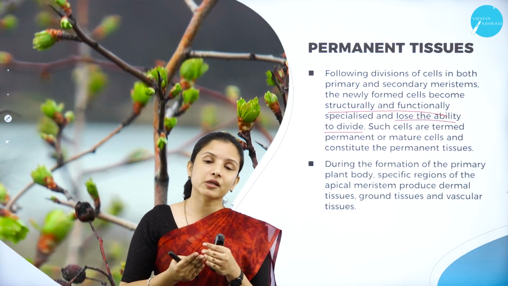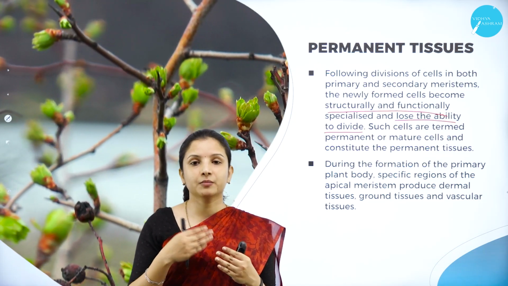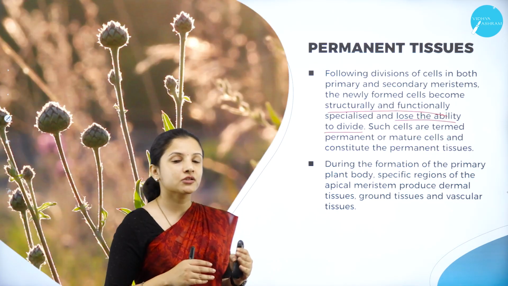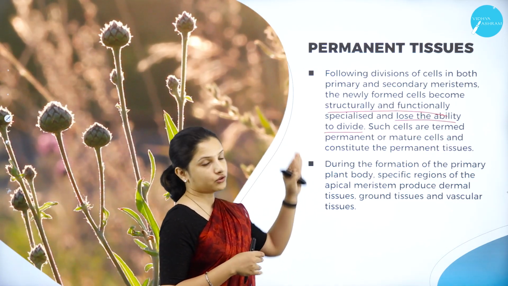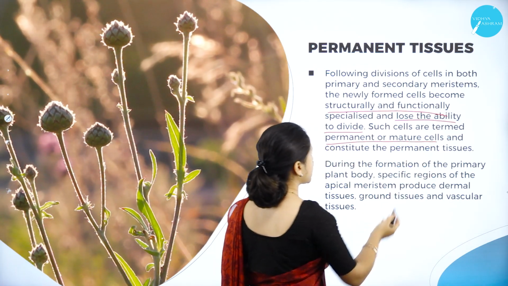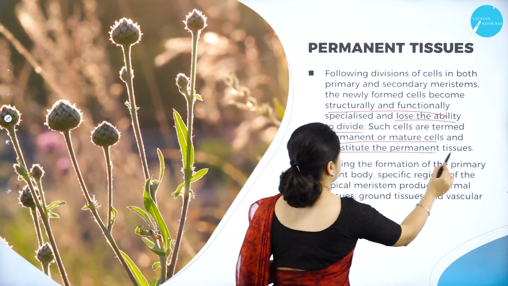That is, I'm talking about the older cells. The older cells will no more divide. They will become completely mature and they will stop their division. So such cells together constitute the permanent tissue. Such cells are termed permanent or mature cells, and they constitute the permanent tissue.